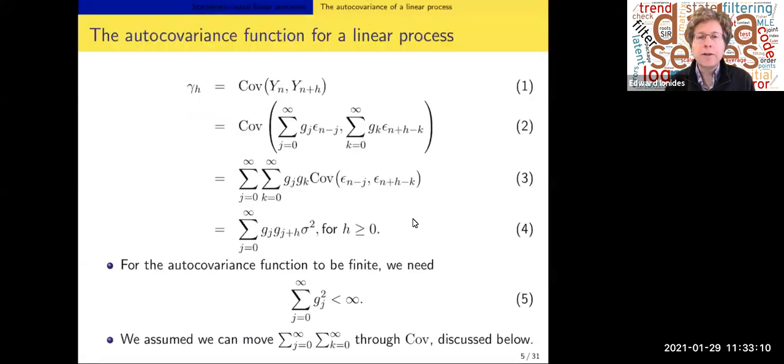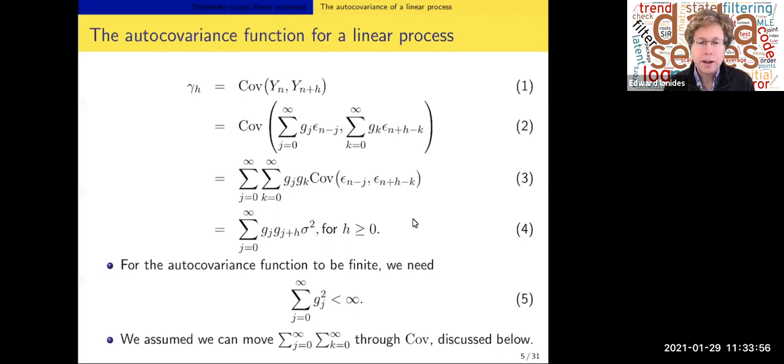Now we can do a little bit of algebra with covariances to find the autocovariance for a linear process. It's certainly weak stationary, so the autocovariance only depends on the lag. So we write it as gamma_h is the covariance of y_n and y_{n+h}. And if we write out what y_n and y_{n+h} are, these are two sums over the white noise. That's in equation 2. Now, if we can move covariance through summation, then we can do that. That's what I've done algebraically to move from 2 to 3.